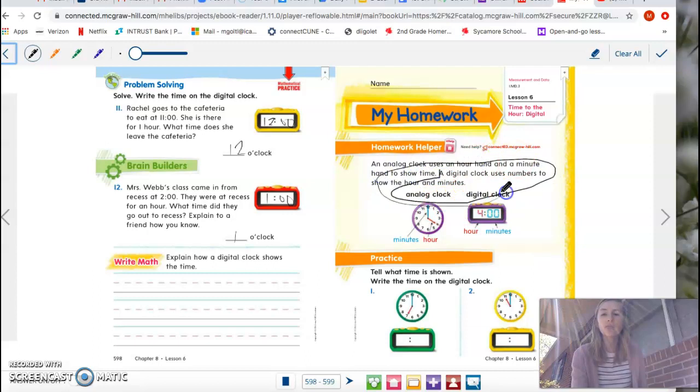Do you see what I just circled? A digital clock uses numbers to show the hour and the minutes. That's what you need to write. It's right there on the homework. And I know you can do that. Make sure you finish those questions from the other side and do the homework all by yourself. Great work, first grade. I know you can do it.